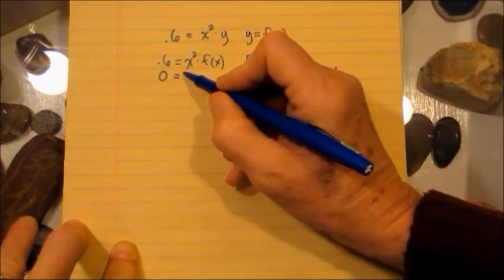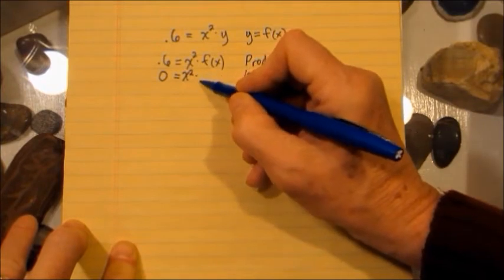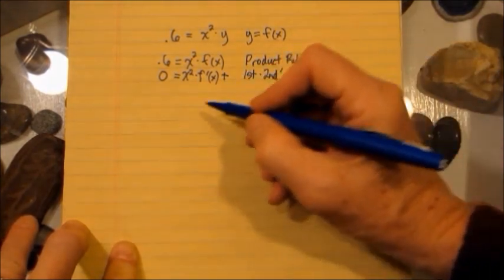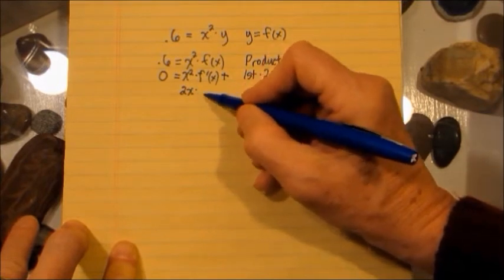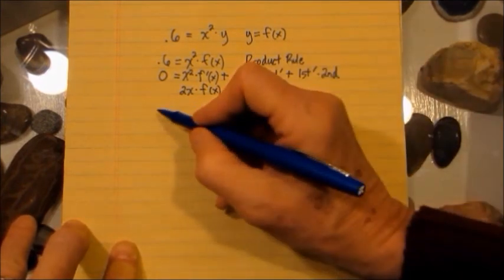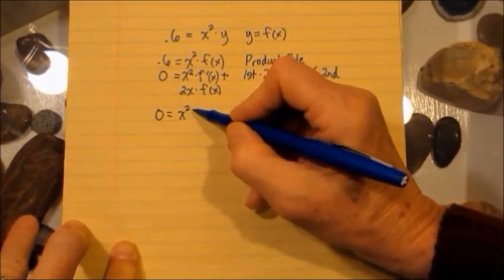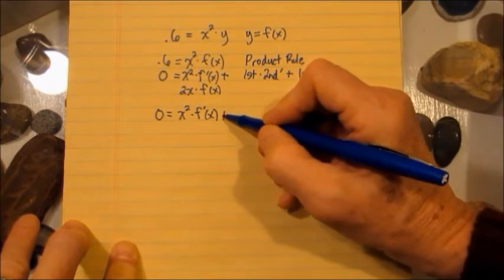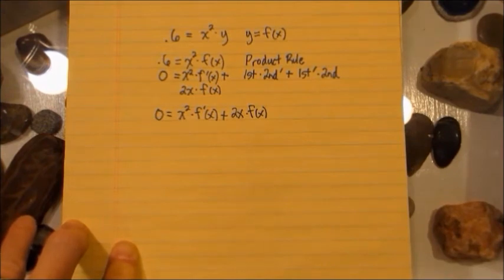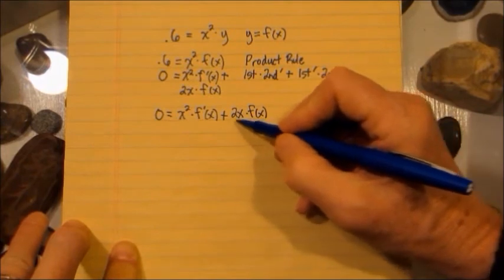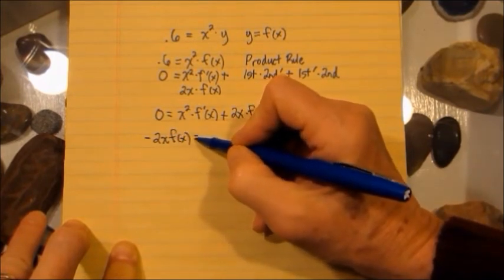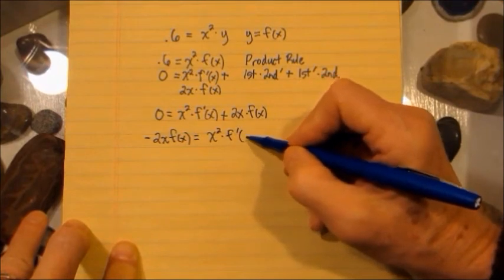My first function here is x squared, so I'm going to leave it alone. It gets multiplied by the derivative of the second function, so it's going to get multiplied by f prime, and then we'll add the derivative of x squared, which is 2x, and then we'll leave f alone and not take its derivative. So there's my product rule. Organizing it a little bit better, we have 0 equals x squared times f prime of x plus 2x times f of x. I'm trying to solve for the derivative, so I'm trying to solve for f prime. This term doesn't have f prime in it, so I will move it over to the other side. So we have negative 2x times f of x is equal to x squared times f prime of x.